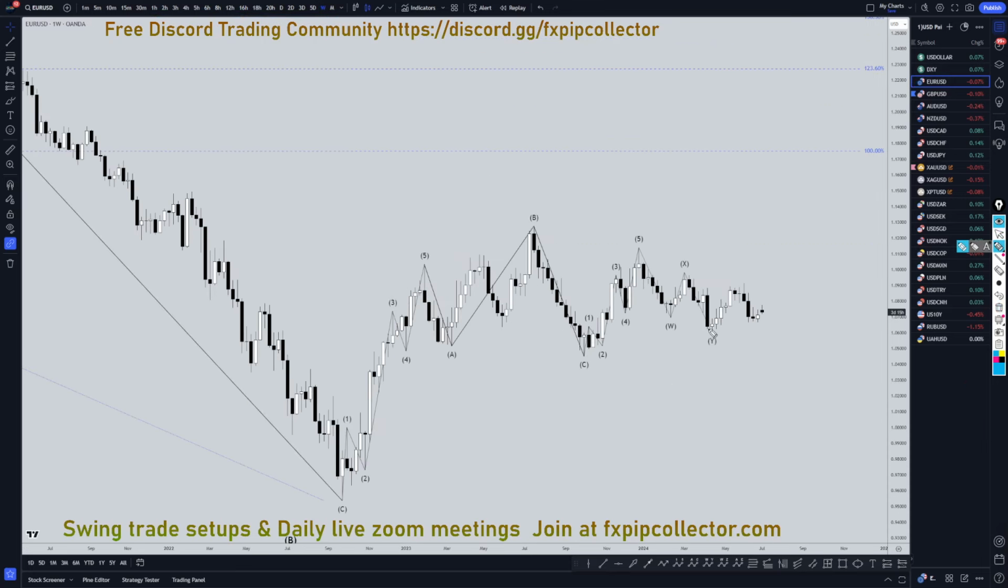Heading down to the weekly time frame, I think this 5 waves up right here is a wave 1. I think this is a WXY, most likely a wave 2. And I still think this on the weekly time frame is going to continue to make higher highs, higher lows for a big wave 3.